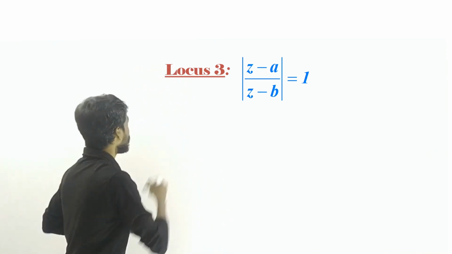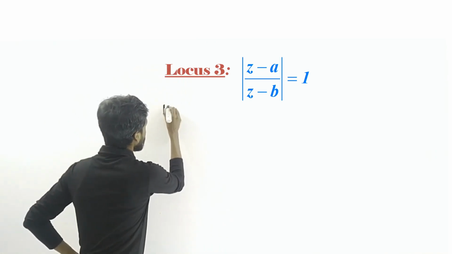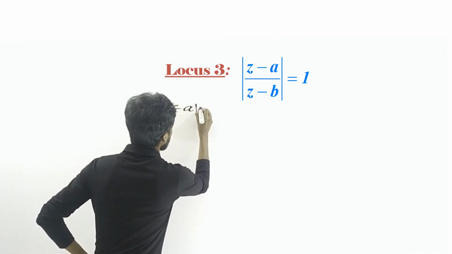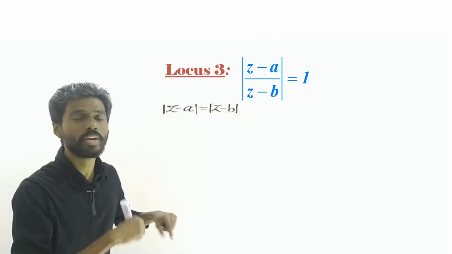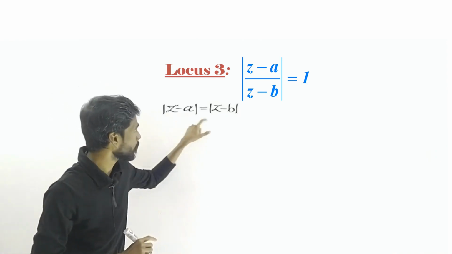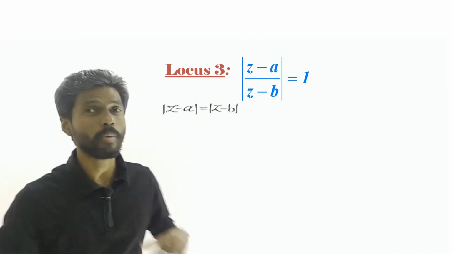See, we can write it like this. This can be written as modulus of z minus a equals modulus of z minus b. Modulus of a division can be separated. So modulus of z minus a equals modulus of z minus b. Now we'll understand the geometrical meaning of this.